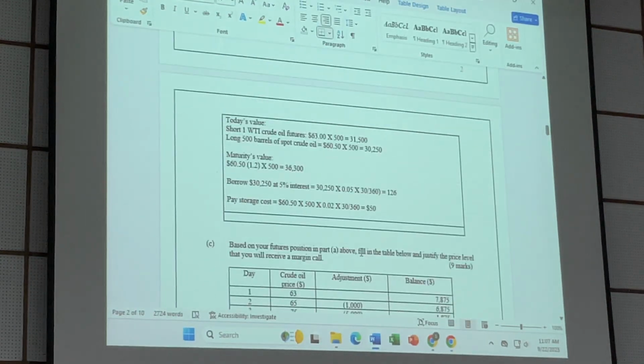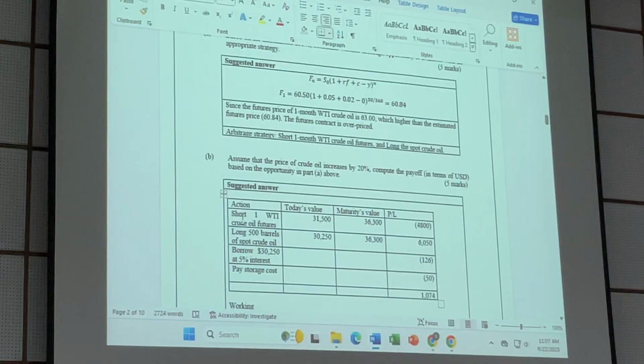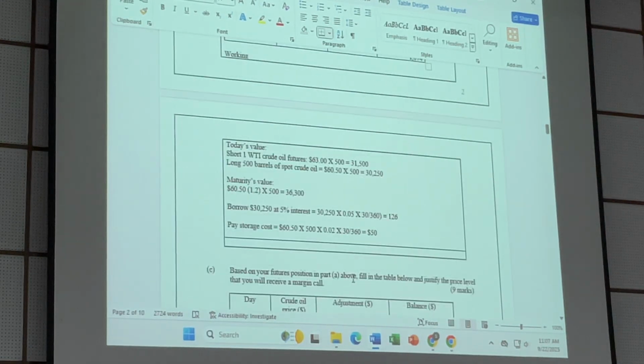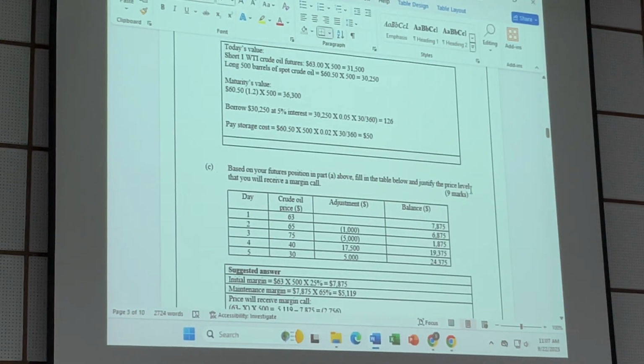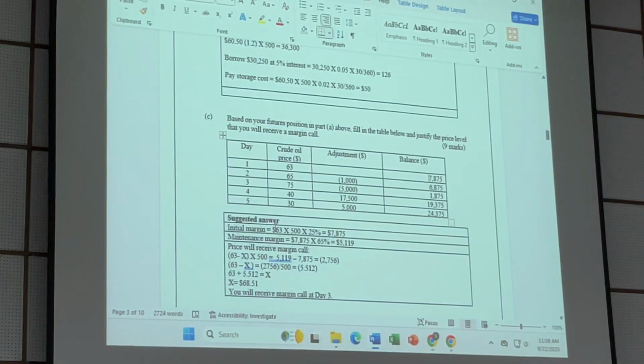Let's move on to this one. Based on your future position in part A, just take that position and fill in the table below. So you calculate margin first. Initial margin is 63 times 500 times 25%, which is 7875. Then the maintenance margin is this level, you use this times 0.65.